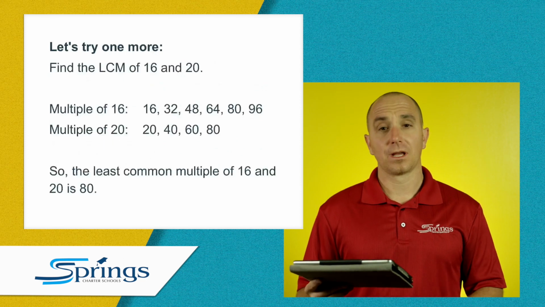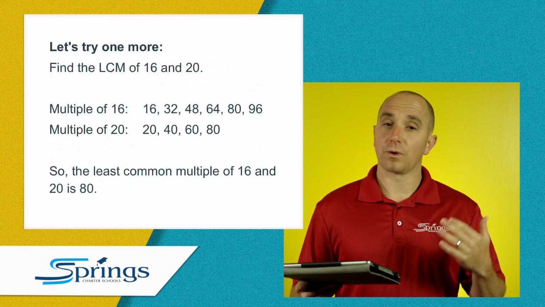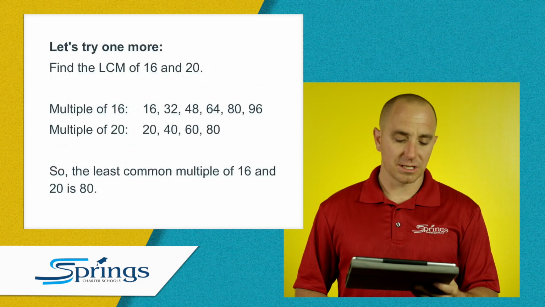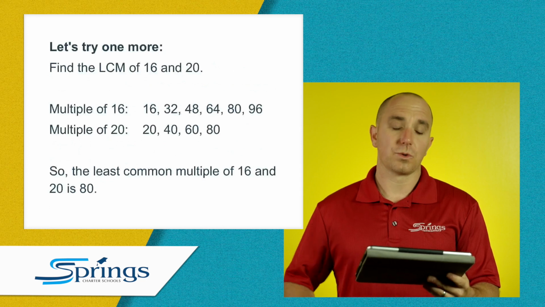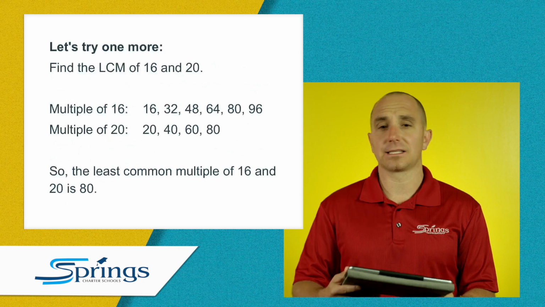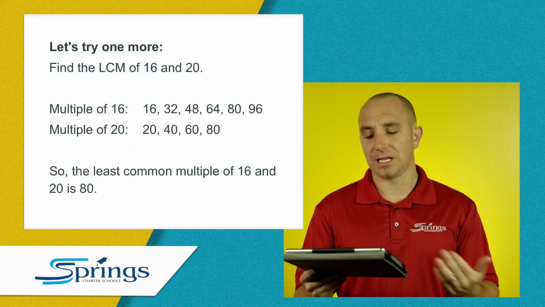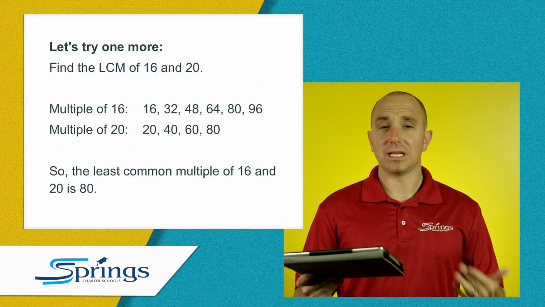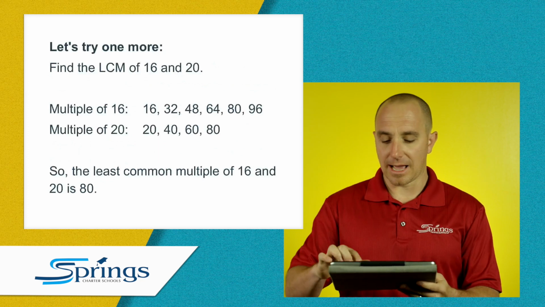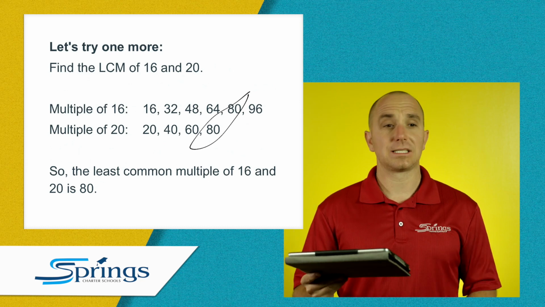All right, let's try one more. Let's find the least common multiple of 16 and 20. Again, we break down the multiples up to maybe 4 or 5 numbers and then compare. So let's pull some multiples of 16. We have 16, 32, 48, 64, 80, 96. If you had to keep going, you could just keep adding 16 or multiplying by 4, then 5, and then 6. The multiples of 20 are a little bit easier: 20, 40, 60, 80. Right away, I can see that these two numbers share the number 80. So 80 is the least common multiple of 16 and 20.